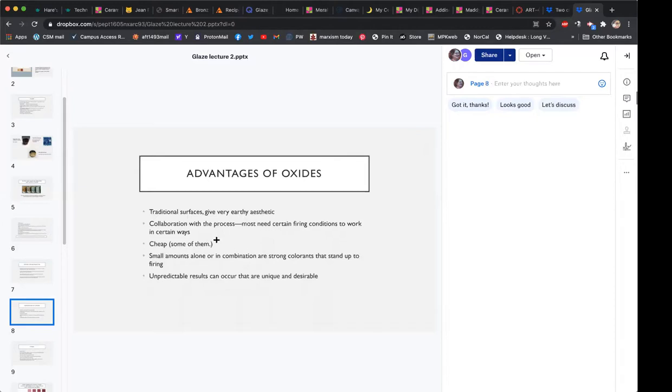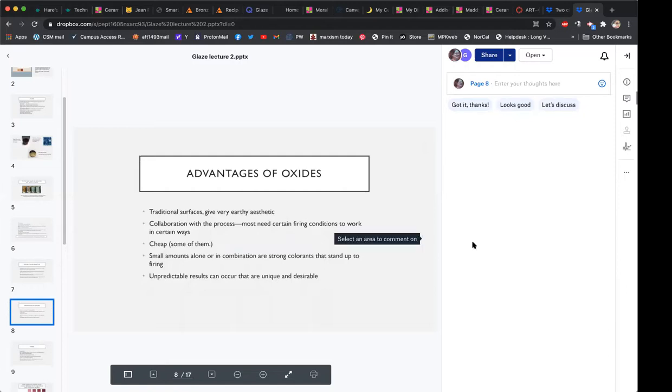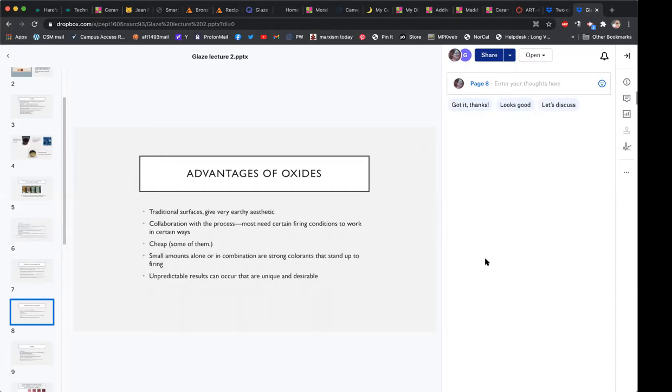Okay. So advantages of oxides: you can do traditional surfaces. It's a very earthy aesthetic, very historical. It's a good collaboration with the process. Your kiln is always going to affect oxides in certain ways that are very unique. Oxides like iron are super cheap. I have pounds of it that's going to last me the rest of my life. And they're very strong colorants, so you don't need a lot of it. Like we said, even just 1% to 5% is almost all you'll need for a lot of these oxides.